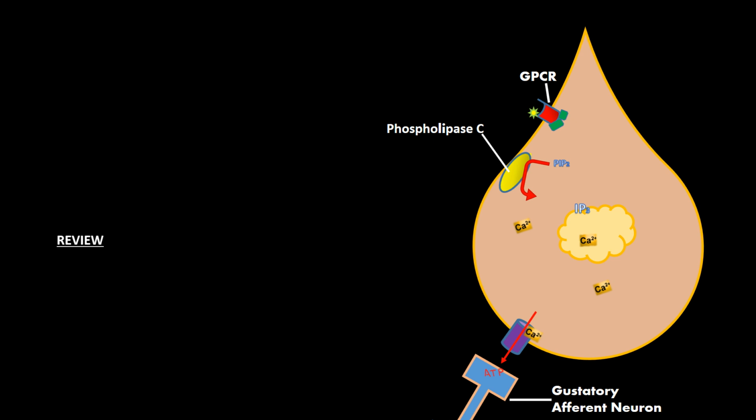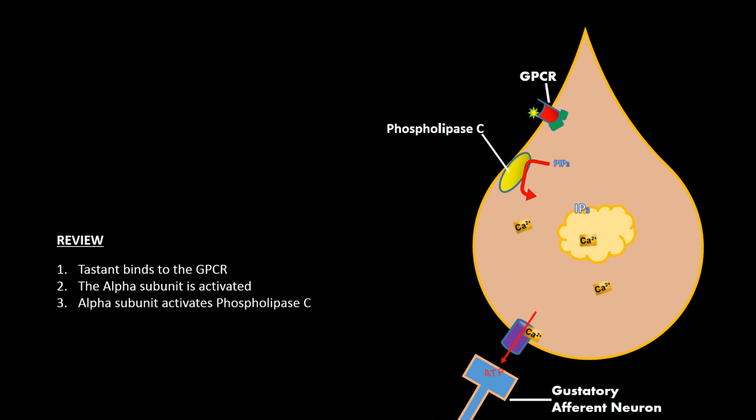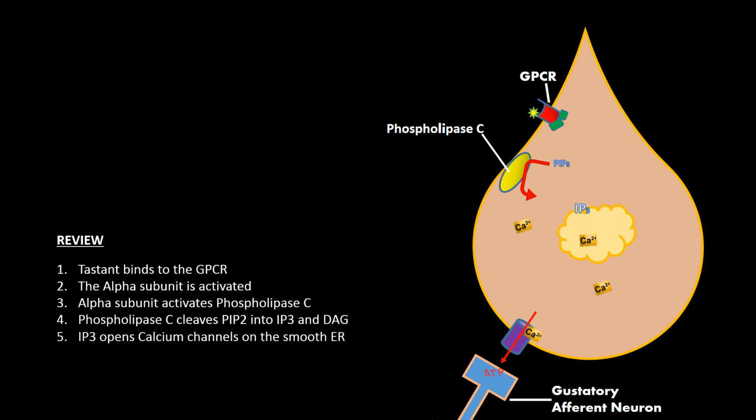Let's go ahead and review everything that we just went through. To start out with, the tastant binds to the GPCR. Next, the alpha subunit is activated. Then the alpha subunit activates phospholipase C. Phospholipase C cleaves PIP2 into IP3 and DAG. Then IP3 opens the calcium channels in the smooth endoplasmic reticulum, which causes a calcium release, which then causes the release of ATP. The ATP stimulates the afferent gustatory nerve, which then allows you to taste.